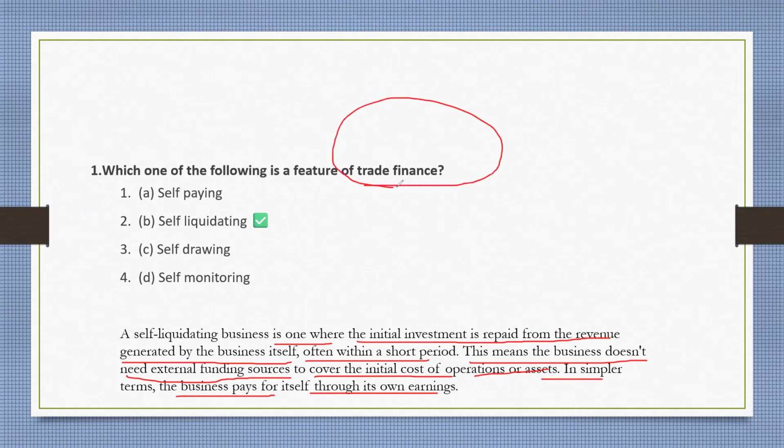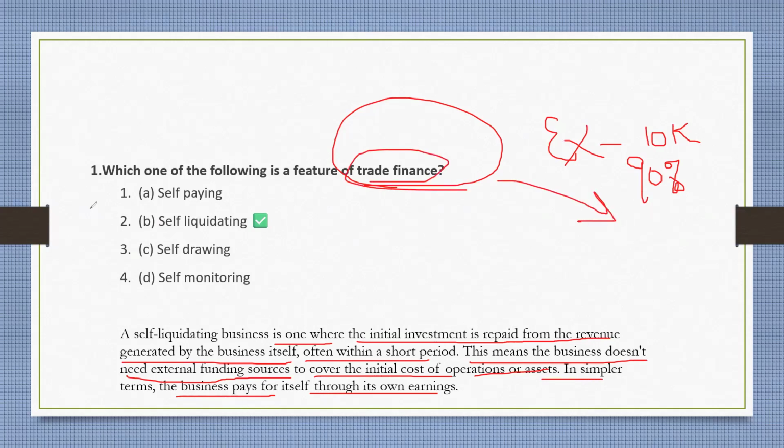So what is happening in trade finance? Suppose somebody is doing some export, and that export is of $10,000. If the bank is giving 90% amount as finance, trade finance, then when this export payment comes, it will be self-liquidating. Automatically, it will liquidate whatever credit is given. So trade finance is called self-liquidating.